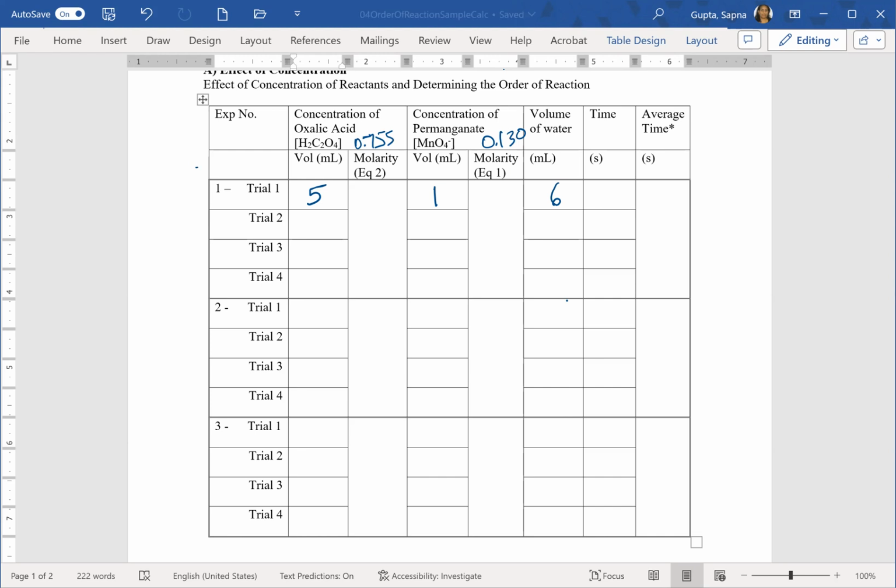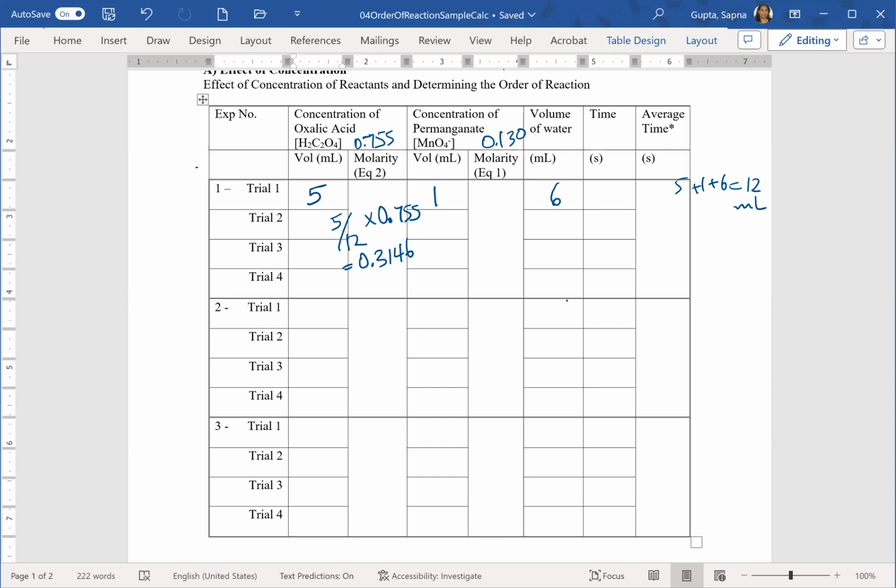For oxalic acid, for example, it's going to be 5 divided by 12, which is 5 plus 1 plus 6, a total of 12 milliliters. So dividing by 12 times the concentration, 0.755, this is equal to 0.3146. I've already done the calculation, so I'm going a little fast, but you will have to do this on your own. You'll have to do 2 and 3 on your own, okay? So that's how you calculate the concentration for oxalic acid.